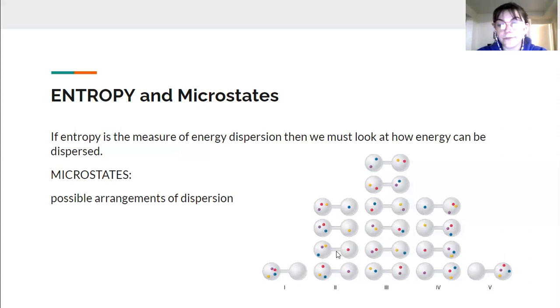Going on to the third column, we see our equal dispersion of energy in this microstate. We have 2 particles on the left, 2 particles on the right. We also see that there are 6 possible ways to get this energy dispersion. And then it goes on from there.